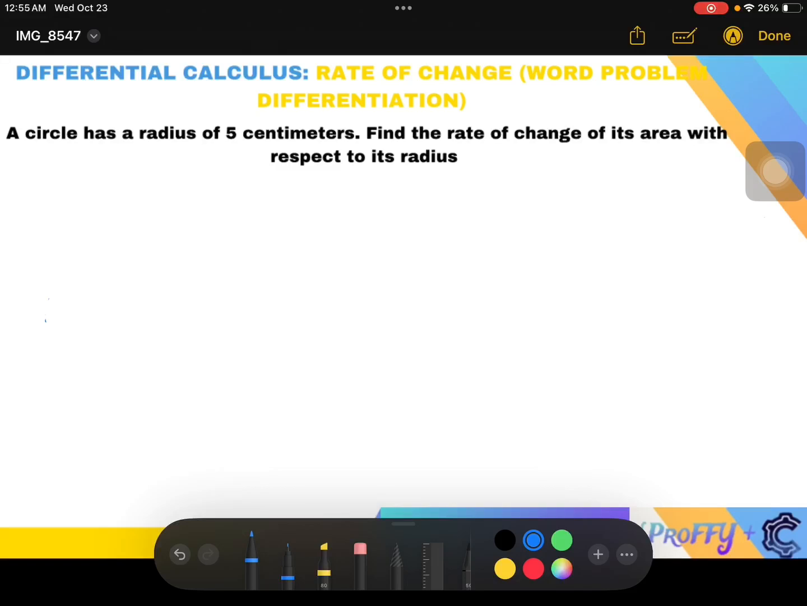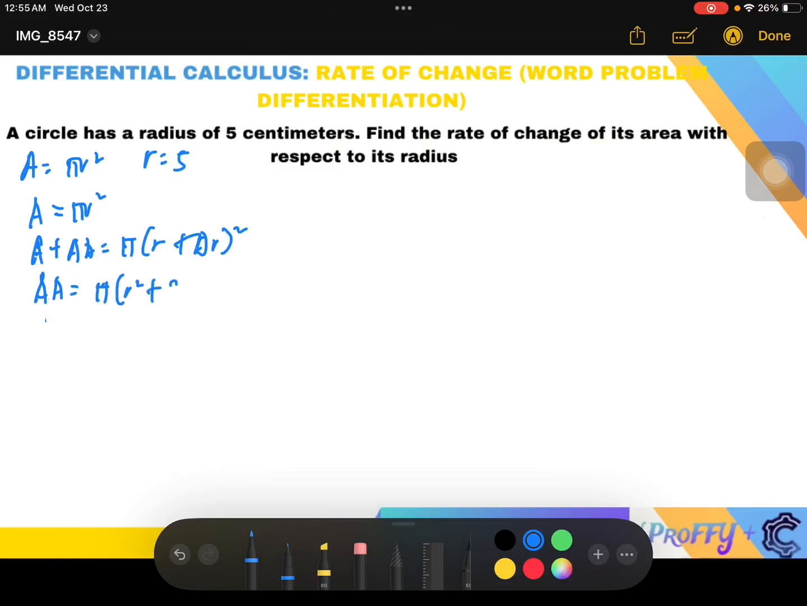So, the next problem is that a circle has a radius of 5 centimeters. Find the rate of change of its area with respect to its radius. So, the area is equals to pi r squared. The radius is equals to 5. So, the delta a is equals to pi of r plus the delta r squared. So, the delta a is equals to pi of r squared plus 2r of delta r plus the delta of r squared.